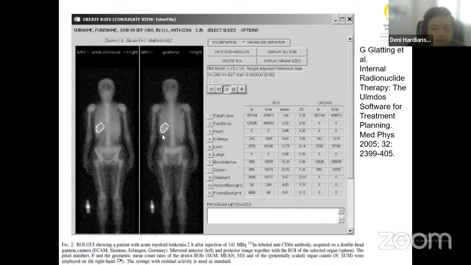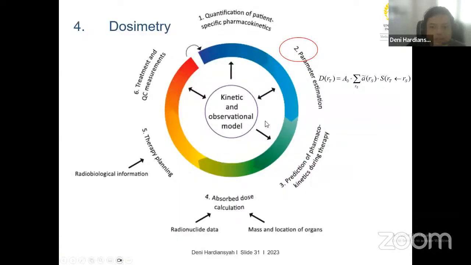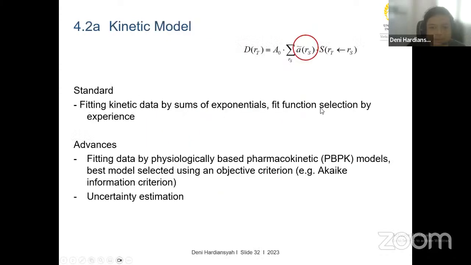You can also do this using an automatic way with machine learning, for example. So it doesn't matter. The most important thing is you need to make sure to the medical doctor that the way you create the region of interest is good enough, with high accuracy. Okay, and then after that you will have much information from your region of interest. And then you perform parameter estimation.